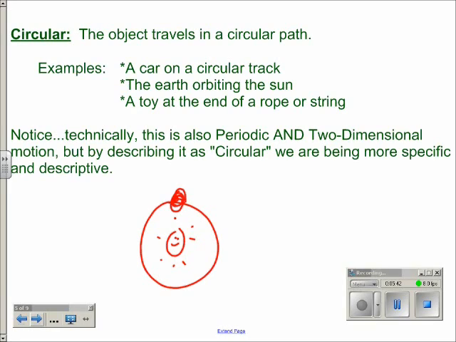A kid sitting on a merry-go-round would be another really good example. If you're sitting on a merry-go-round, you go around and around in a circle. Notice anything that's circular motion is also periodic and two-dimensional, but again, by describing it as circular, we're being more specific. So there you go, there are your 4 types of motion. I always think it's weird that they didn't include 3-dimensional motion, but whatever. That's cool.